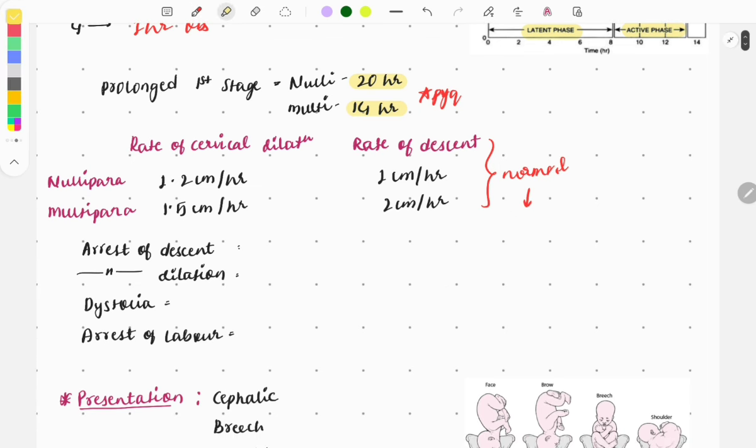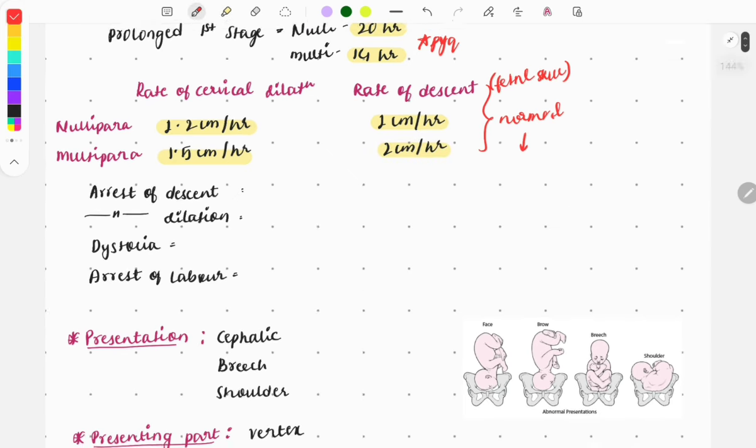The rate of dilatation in a nullipara should be 1 centimeter per hour, and in multipara 1.5 centimeter per hour. And the rate of descent means the fetal skull. How much the fetal skull is coming down, that will be called the rate of descent. In nullipara it is 1 centimeter per hour, multipara 2 centimeter per hour.